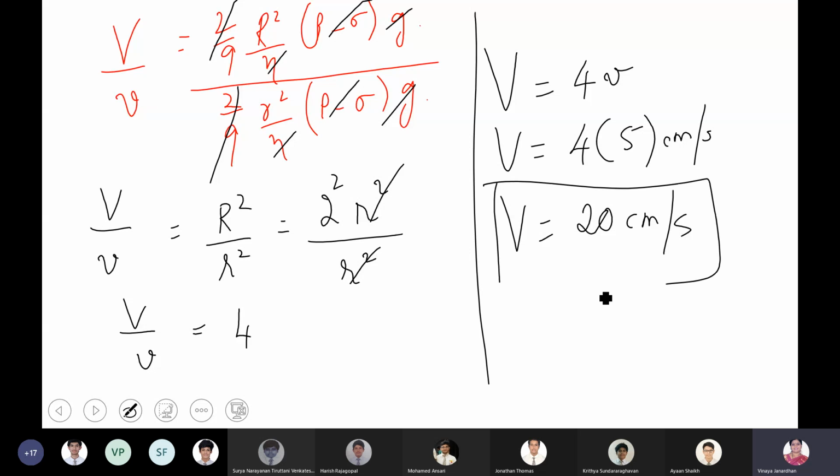Such numericals are important, right? Ma'am, so we can leave the final answer in centimeters? Okay, it's fine. Otherwise, you can go for 10 to the power of -2 meter per second. All right. So one I have done in terminal velocity, the other one we shall do in coefficient of viscosity.